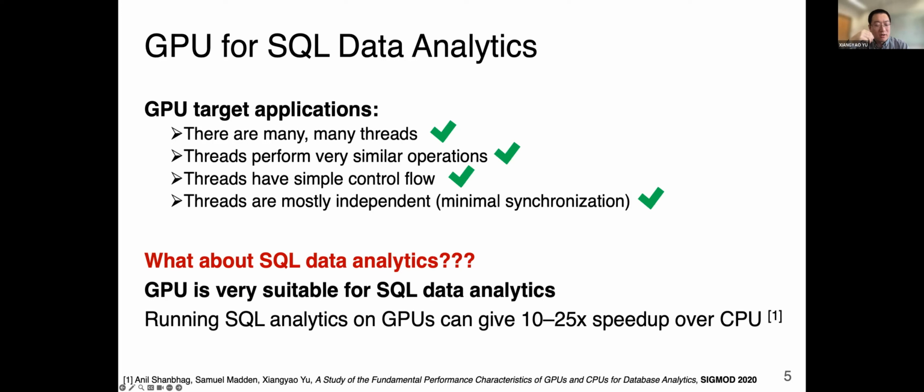And so in a prior work we did a few years ago, we showed that if you fully optimize GPU query processing to the extent that it can saturate GPU memory bandwidth, you can get 10 to 25 times speedup compared to CPU. And this performance benefit fundamentally comes from the fact that GPU has higher memory bandwidth than CPU.